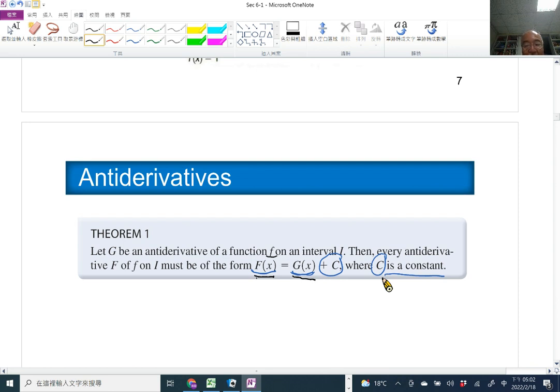And that means even though we do have more than one antiderivative for any given function, we only need to find one and then express all the others by adding a constant c.